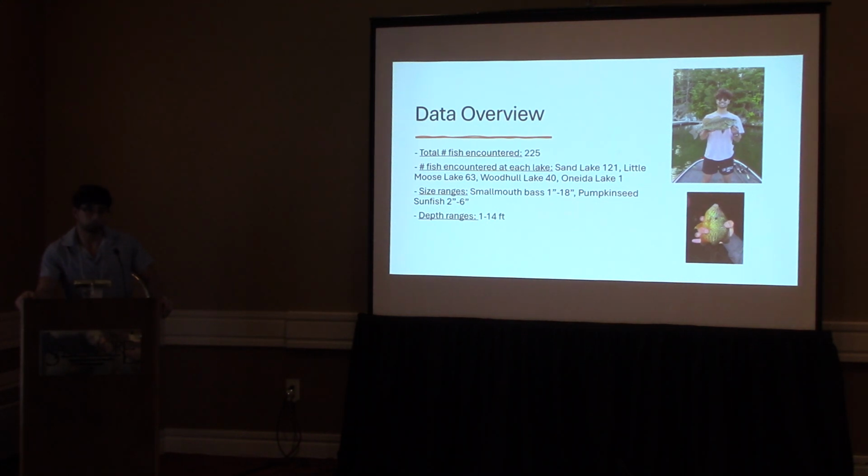For size ranges, we got a good range: 1 to 18 inches for smallmouth bass, 2 to 6 inches for pumpkinseed. And then for our depth, it was 1 to 14 feet. We really struggled to get any deeper depth ranges just because we were using snorkeling gear, and obviously with the anchors, it was really hard to re-obtain our weights after dropping them.